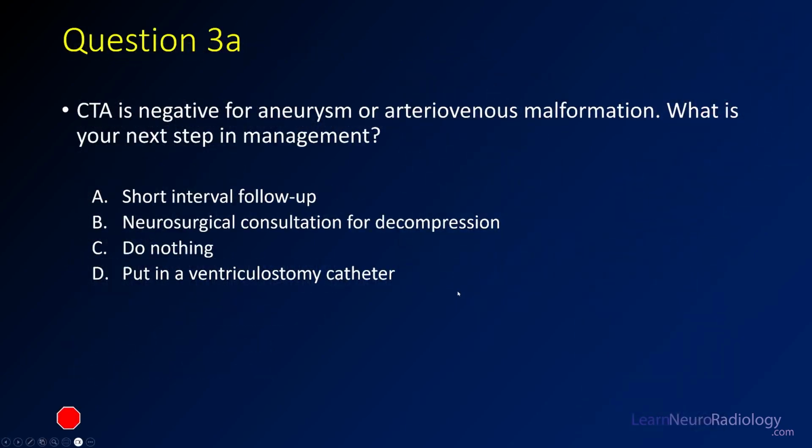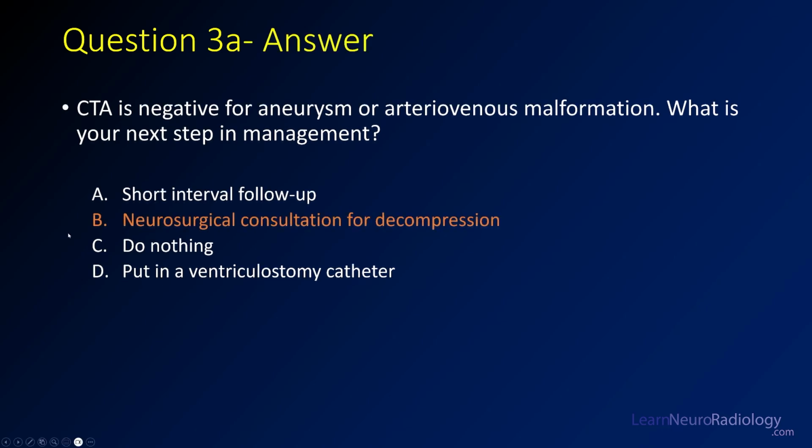So we have a question for you, and you can find the question on the website. But if the CT angiogram is negative for aneurysm or AV malformation, what is your next step in management? You can do a short interval follow-up. You can call neurosurgery for decompression. You can do nothing, or you can put in a ventriculostomy. Think about that for a second.